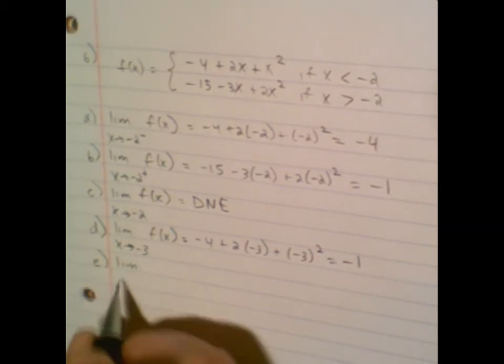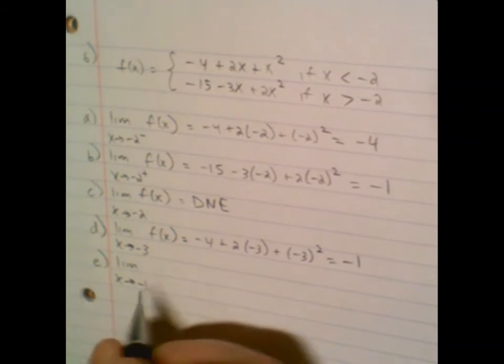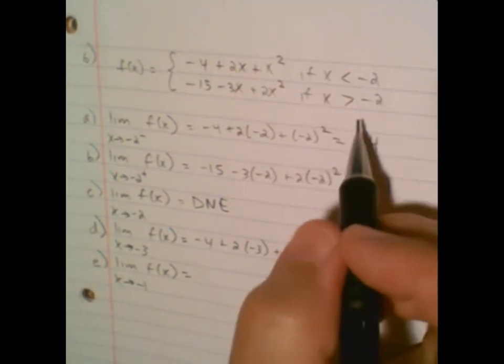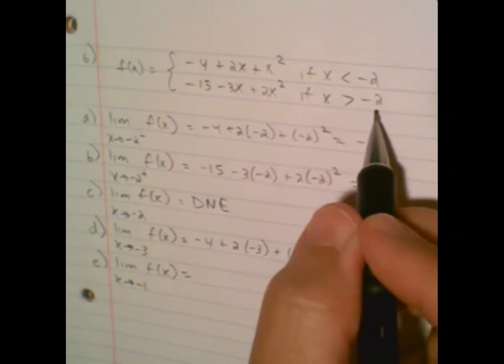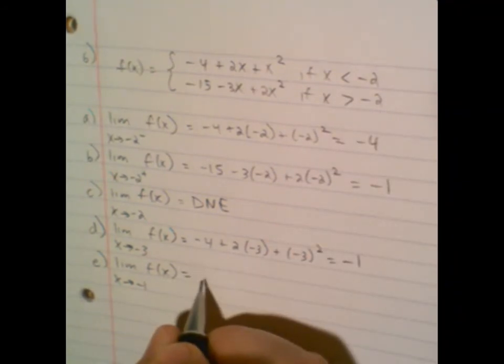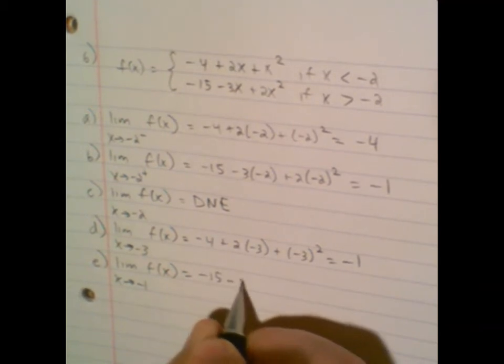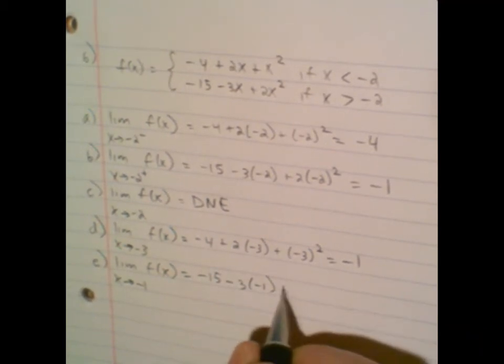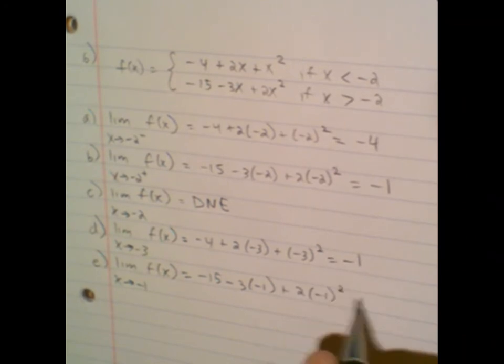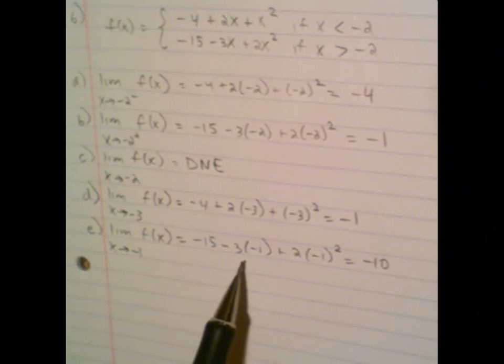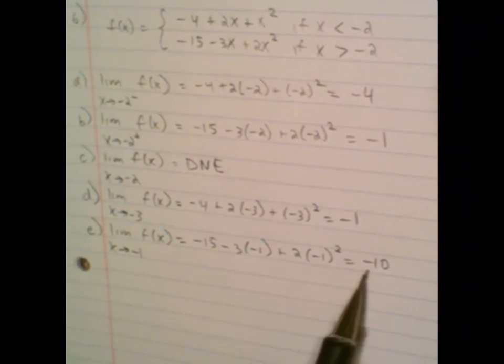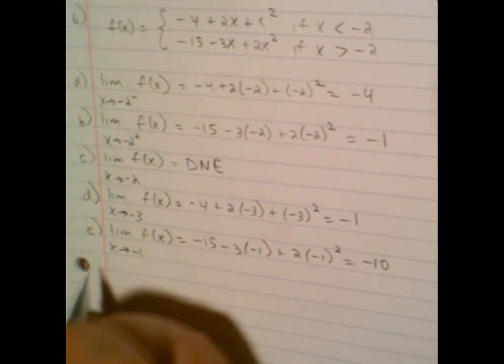And E, the limit as x approaches negative 1 of f of x. Negative 1 is actually greater than negative 2, so some people get tricked by that. Negative 15 minus 3 times negative 1 plus 2 times negative 1 squared is equal to negative 10. Negative 15 plus 3 is negative 12, plus 2 is negative 10. So that was number 6. And we have one more. Last one is number 8.